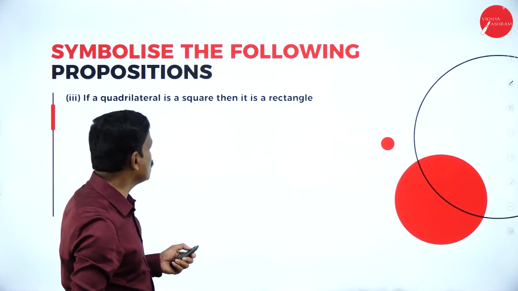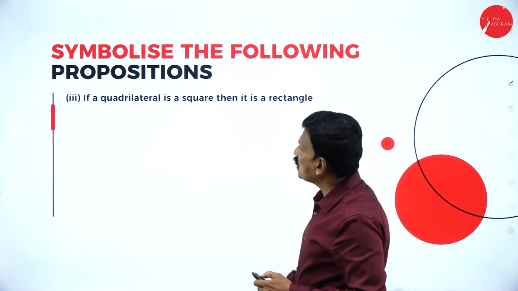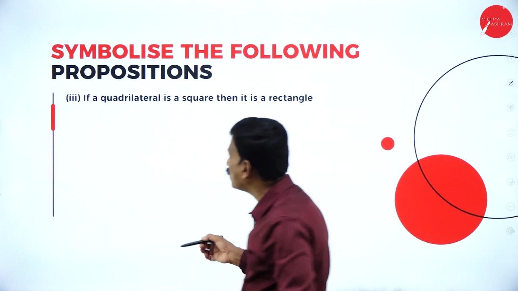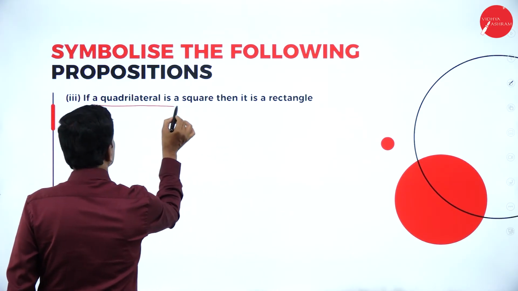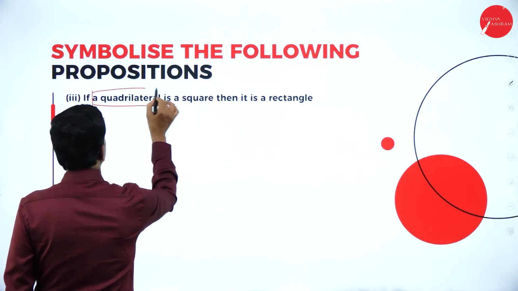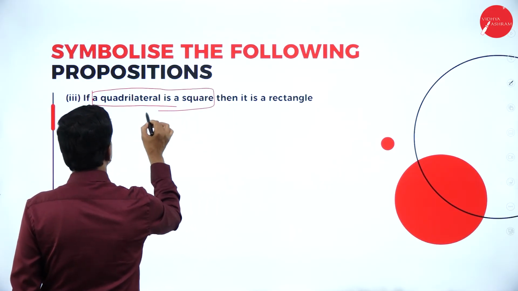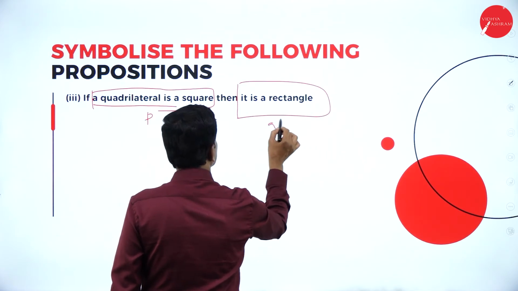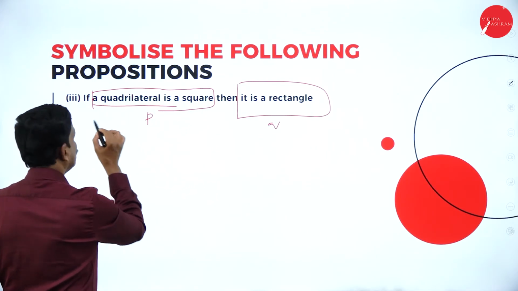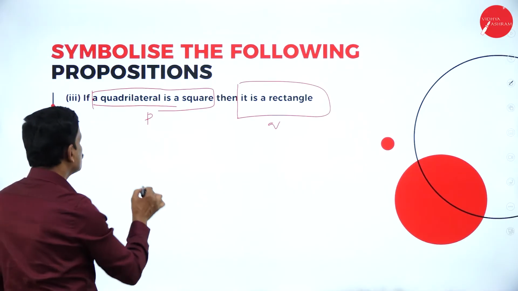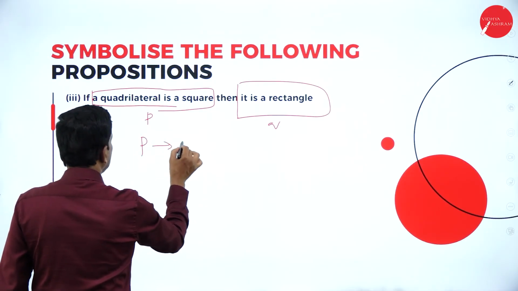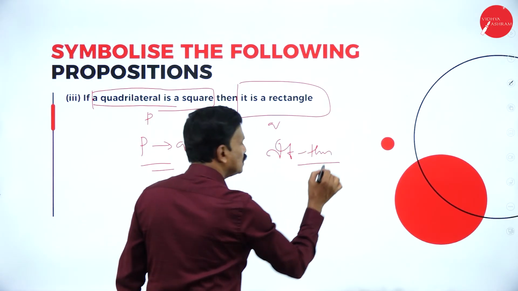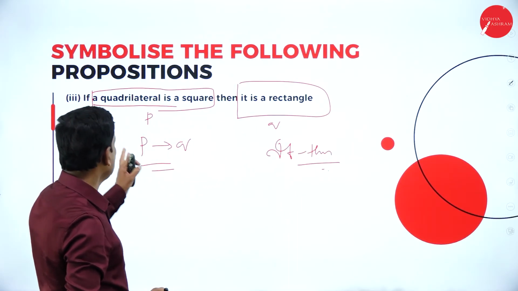Now let us move on to a similar problem. If a quadrilateral is a square, then it is a rectangle. This is very simple. Here it starts with if. A quadrilateral is a square, this is P. Then it is a rectangle, this is Q. That means this starts with if, then connected with then. So therefore P conditional to Q. Here it is if then, and if then is nothing but P conditional to Q.